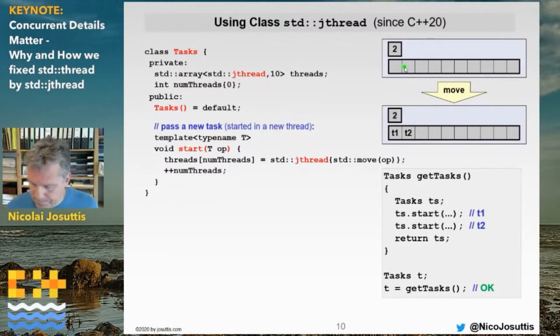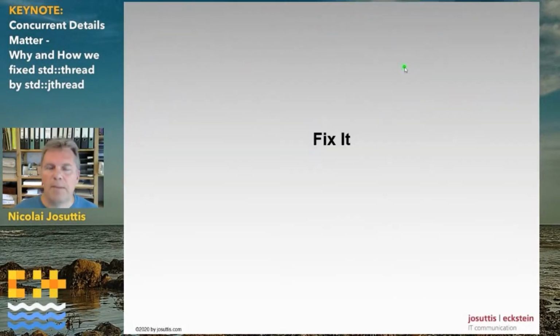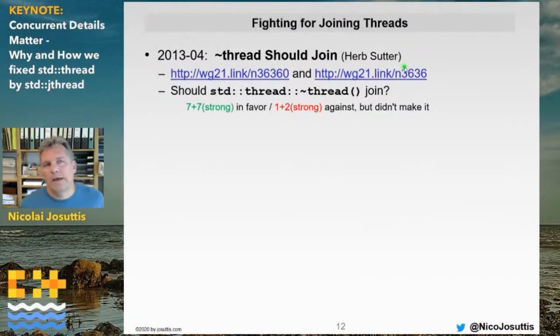Yeah, so why did we come to this problem and how did we deal with that? Well, it was obvious that class std::thread is not the way we want it. So there's a long-going history of wanting to fix it. Right after we standardized it, in 2013, there was the first paper, and of course, that was a consequence of some discussion behind the scenes.